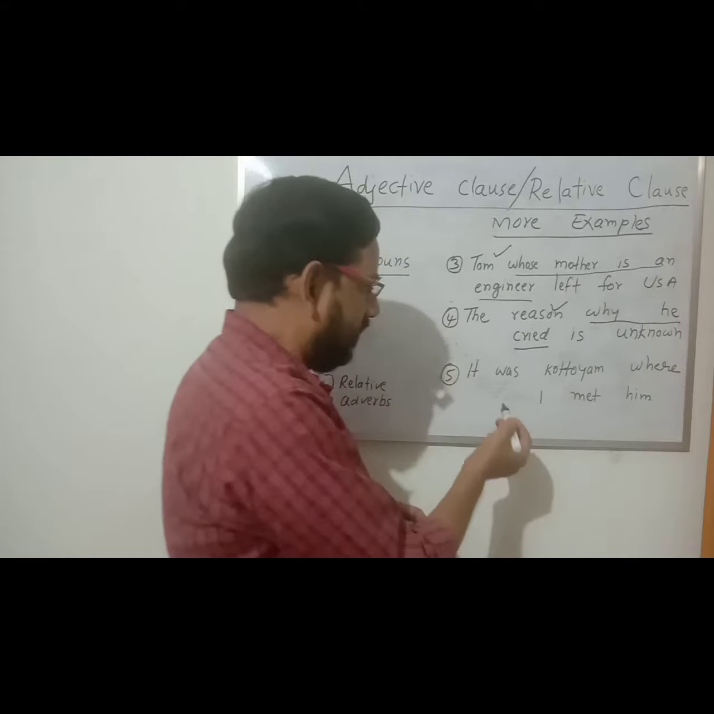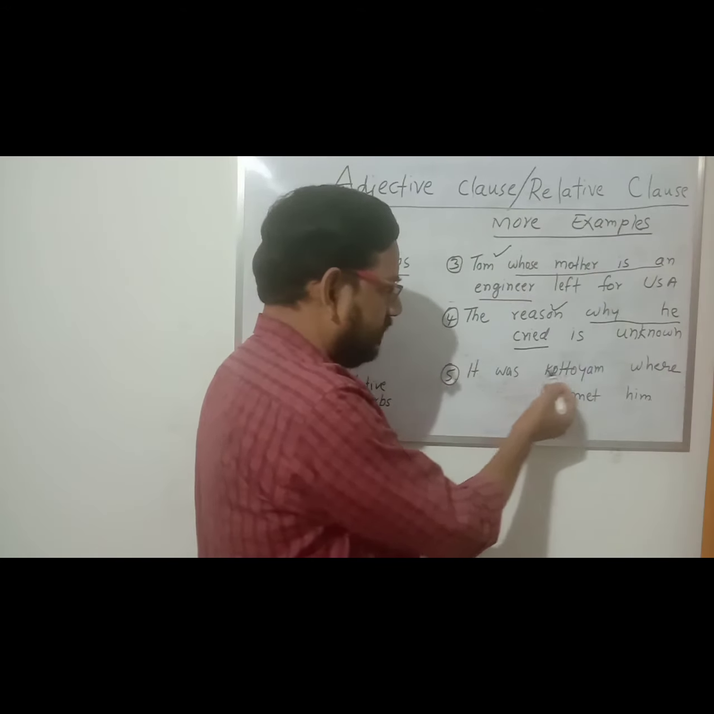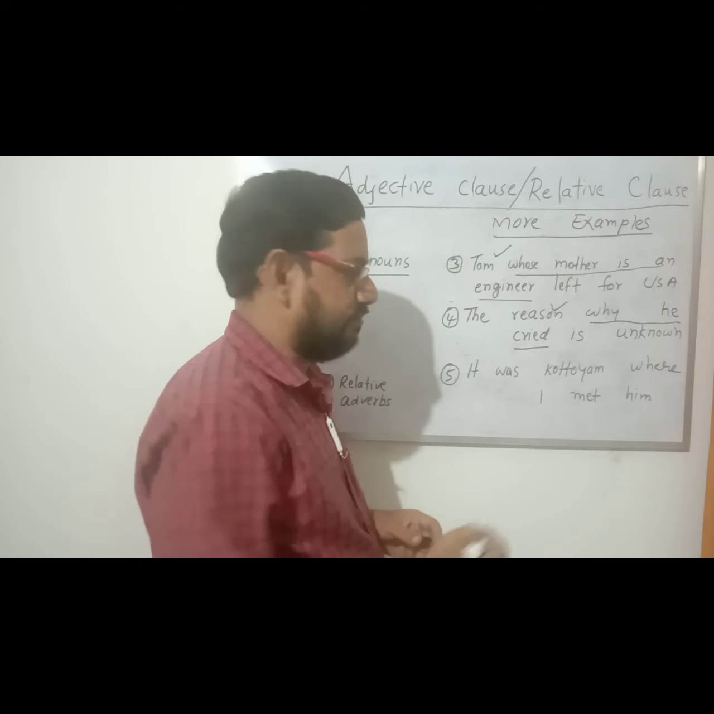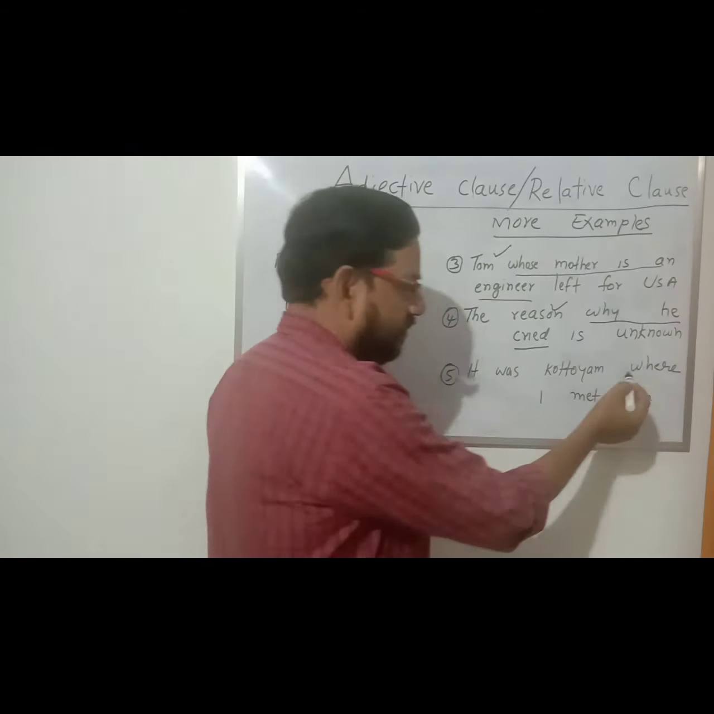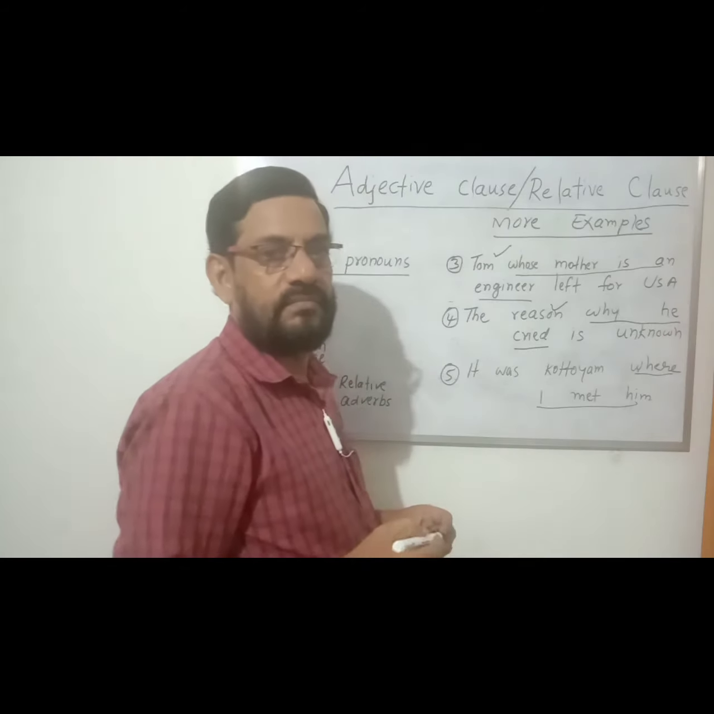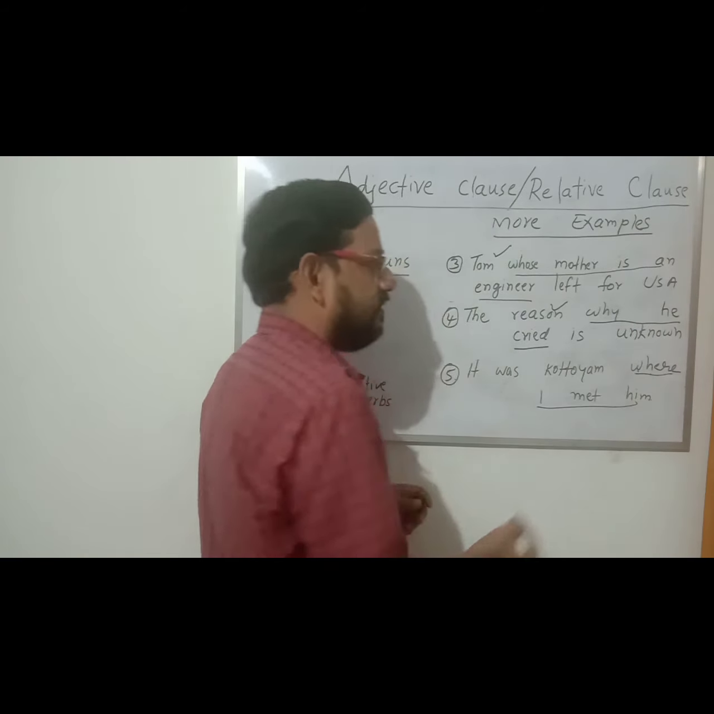Okay. Now the next example. It was Kottayam where I met him. Kottayam, that's the name of a place. Name, that's a noun. Where I met him. Kottayam, where. A place is modified using where.